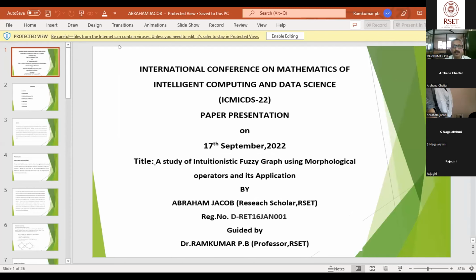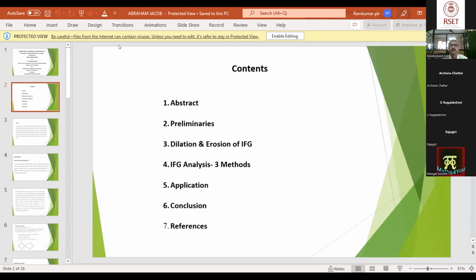Myself, Abraham Jacob, research scholar RSET, guided by Ramkumar PB, Professor RSET. Contents: abstract and preliminaries, dilation and erosion of intuitionistic fuzzy graph, intuitionistic fuzzy graph analysis. We have three methods, then application, then conclusion, then reference.